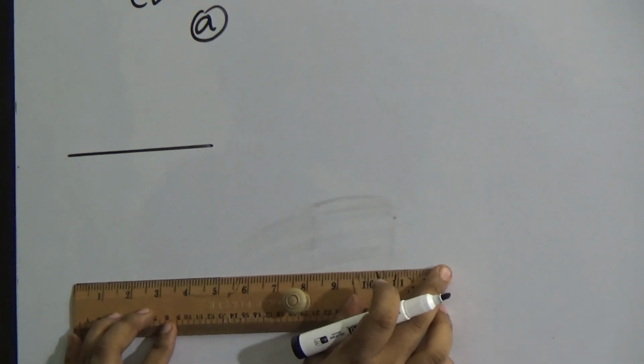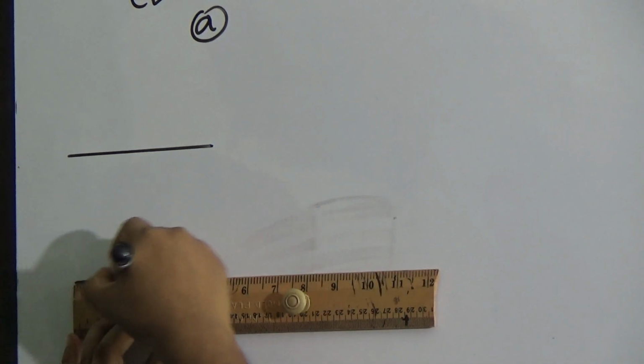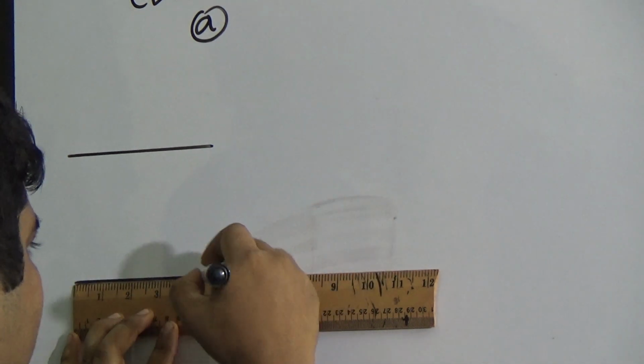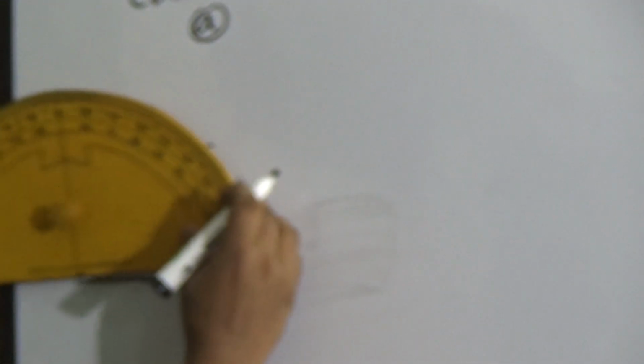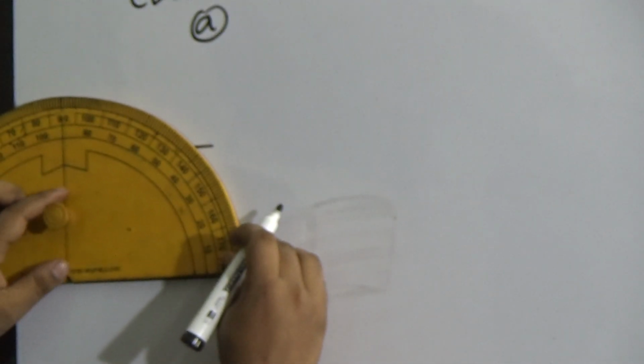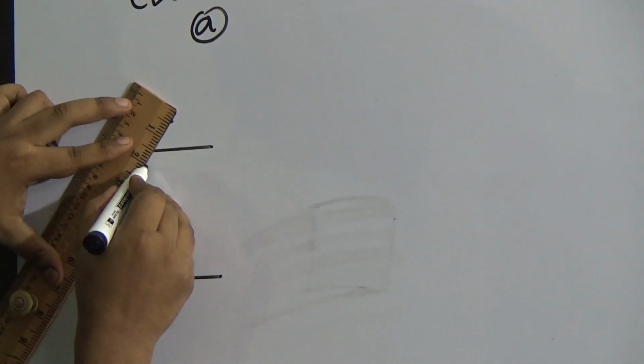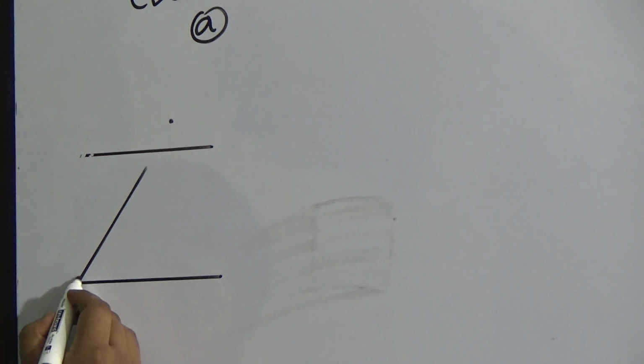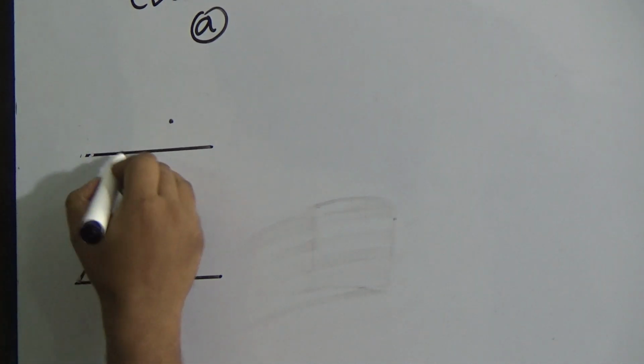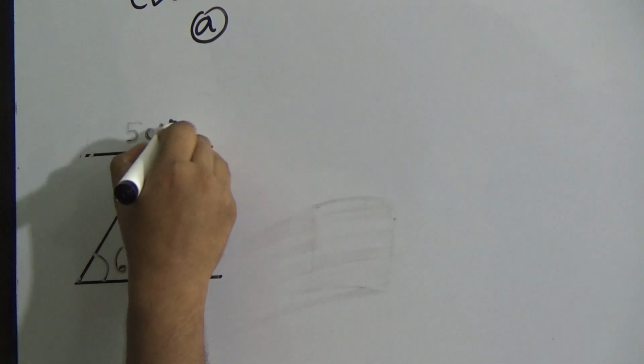Then we draw an angle whose measurement is 60 degree. This is the base, 5 centimeter base. By using a protractor we draw a 60 degree angle. So notice, this is the 60 degree angle, and this is 5 centimeter.